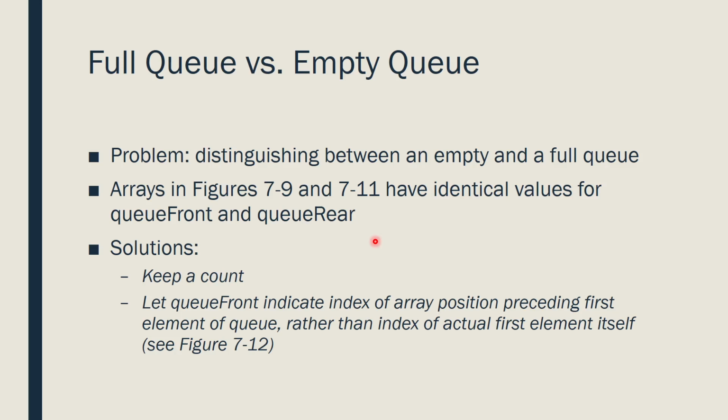Now, what's the difference between a full queue and an empty queue? This will be applied to a problem distinguishing between an empty and a full queue. Figures 7-9 and 7-11 have identical values for queue front and queue rear. The possible solution for that is to keep account of the number of elements that are already in the list and let the queue front indicate the index of the array position preceding the first element of the queue rather than the index of the actual first element itself.